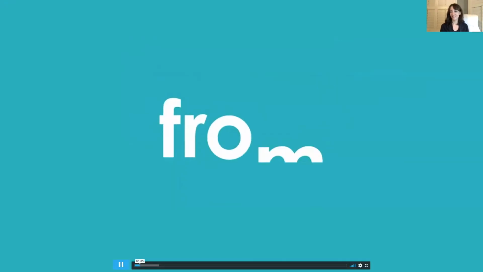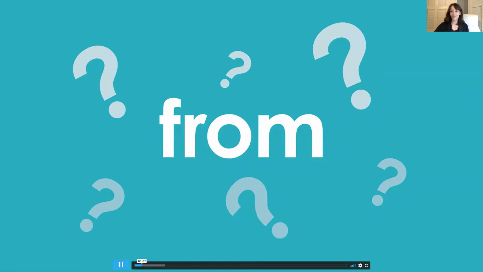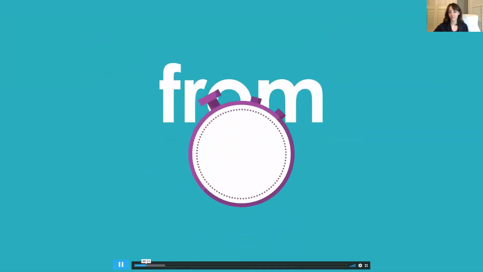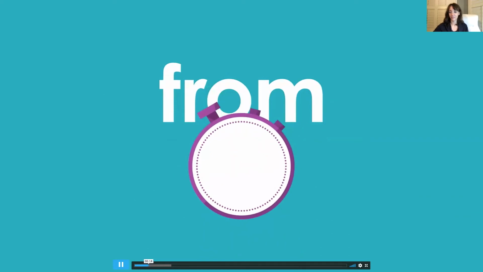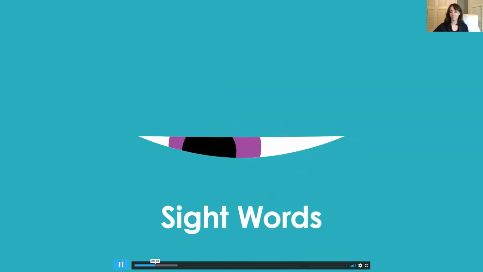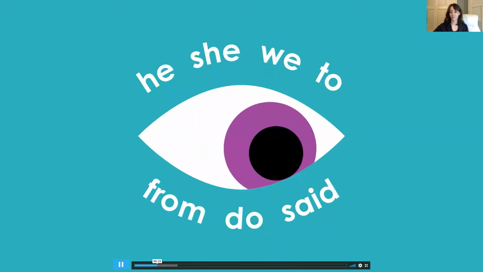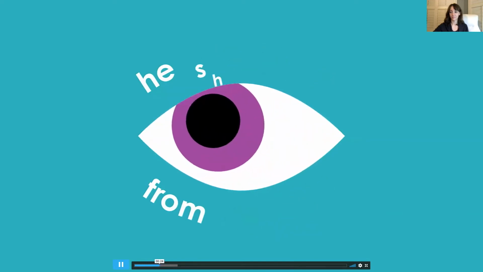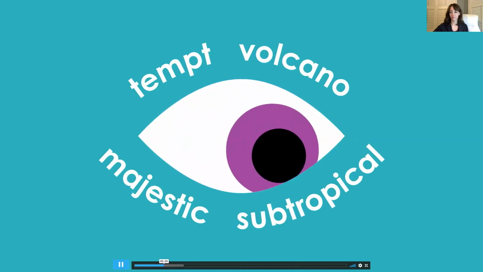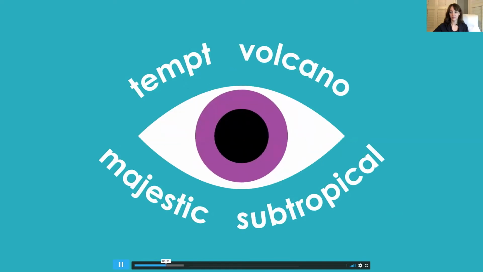Take a look at this familiar word. How long did it take you to read it? You probably read it immediately, effortlessly. Researchers estimate that when a word is familiar to you, you read it in less than 1/20th of a second. Words that we read effortlessly are called sight words. Sight words can be high-frequency words like these. Sight words can also be low-frequency words like these. If you read these words effortlessly, they are sight words for you.